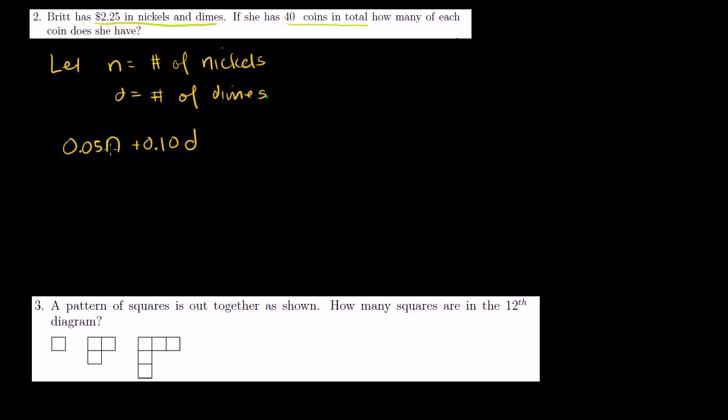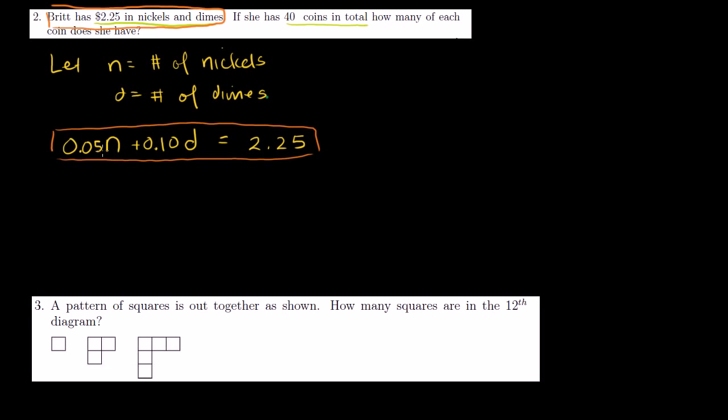If she has 5 nickels, you do 5 times 5 cents, which is 25 cents. If she had 4 dimes, that'd be 40 cents, and you would add it all together. Now the problem tells us that the total amount of money she has is $2.25. So this first statement can be translated into this equation: 5 cents times the nickels plus 10 cents times the dimes gives you 225.